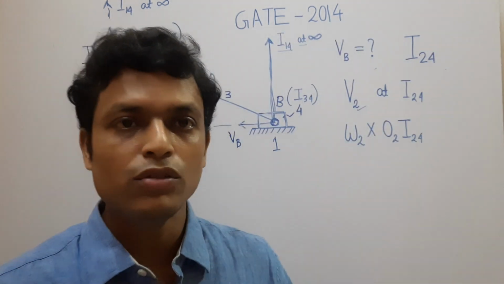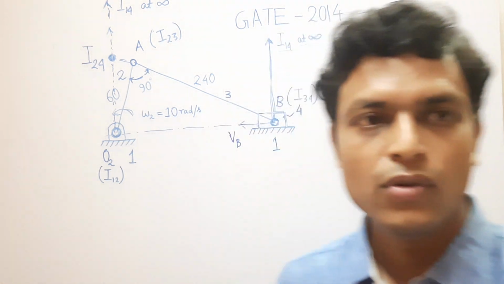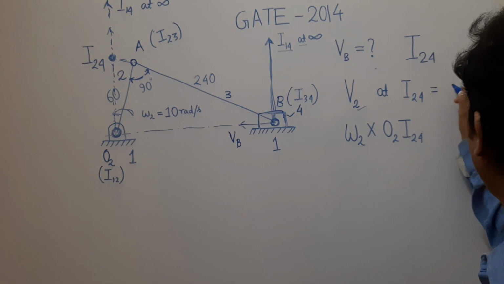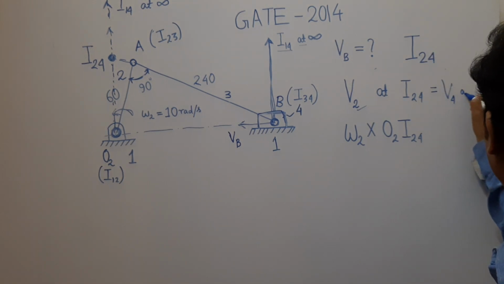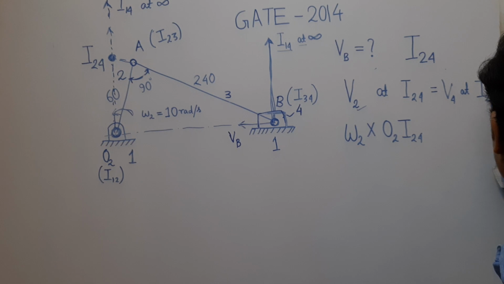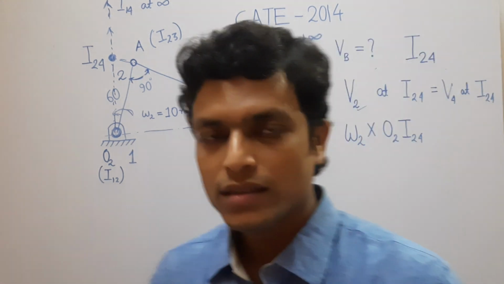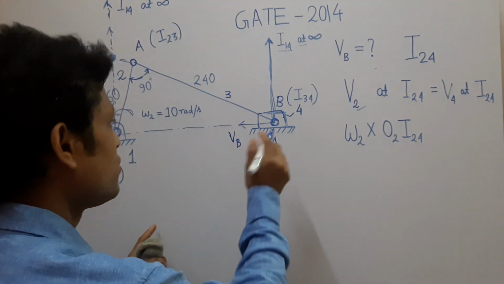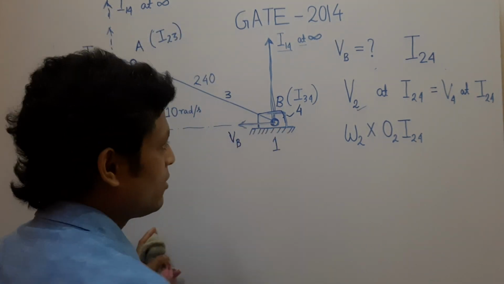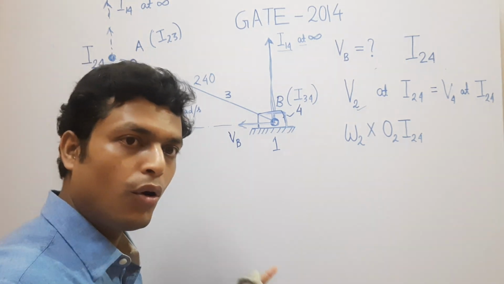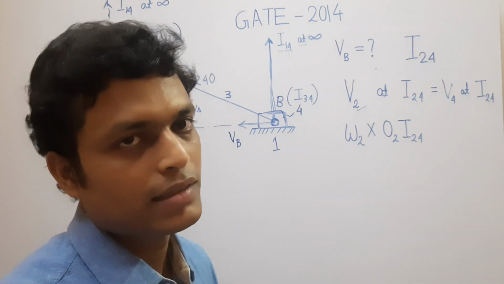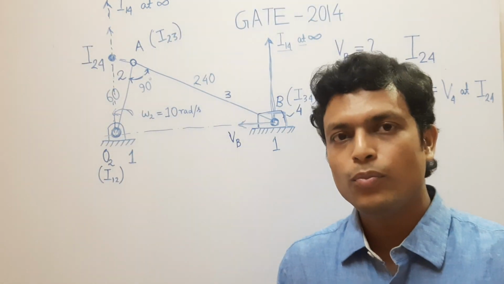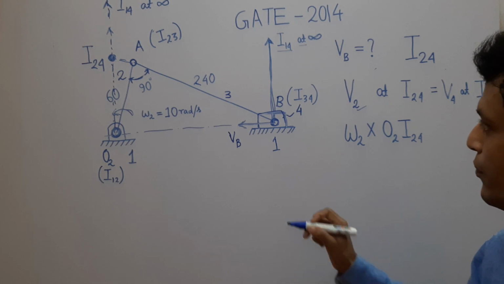Now what will be the velocity of 4 at I24? Velocity of 4 at I24, that is equal to what? This is a very important concept, that 4 has pure translation, and at pure translation all points on a rigid body have the same velocity.